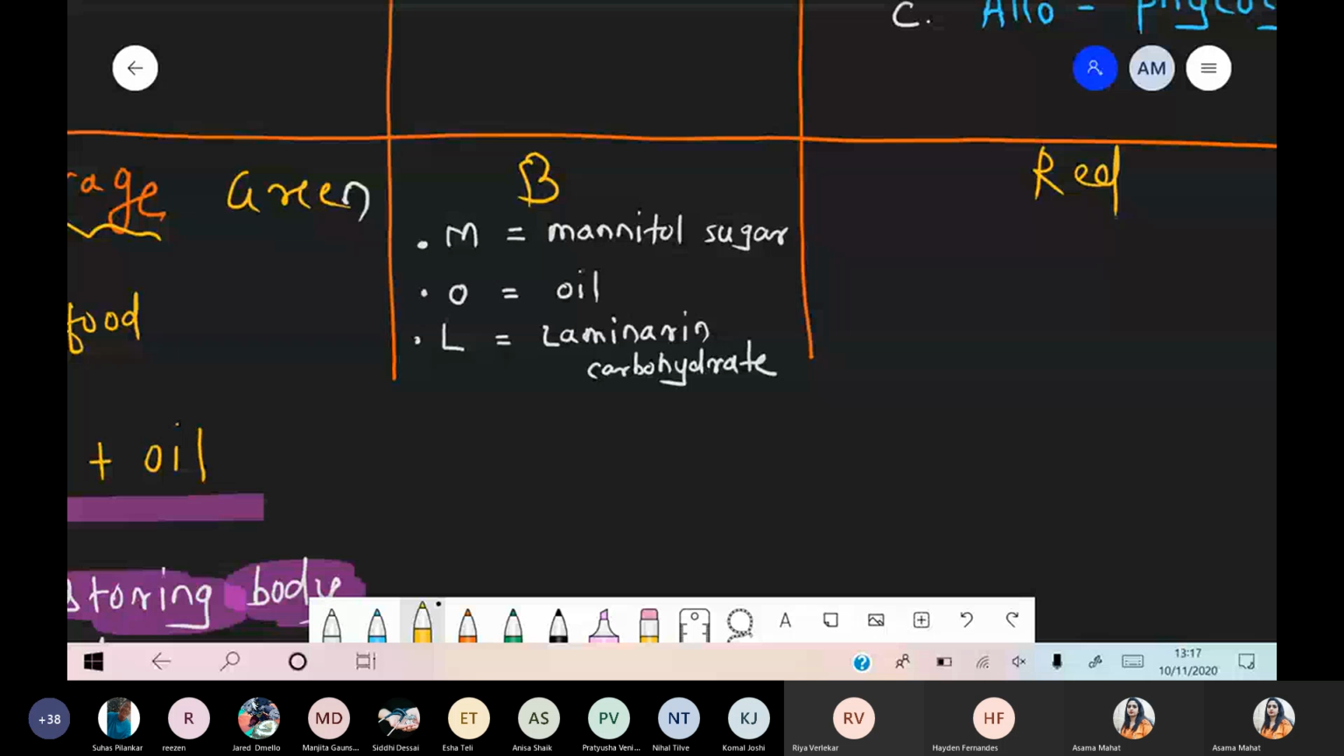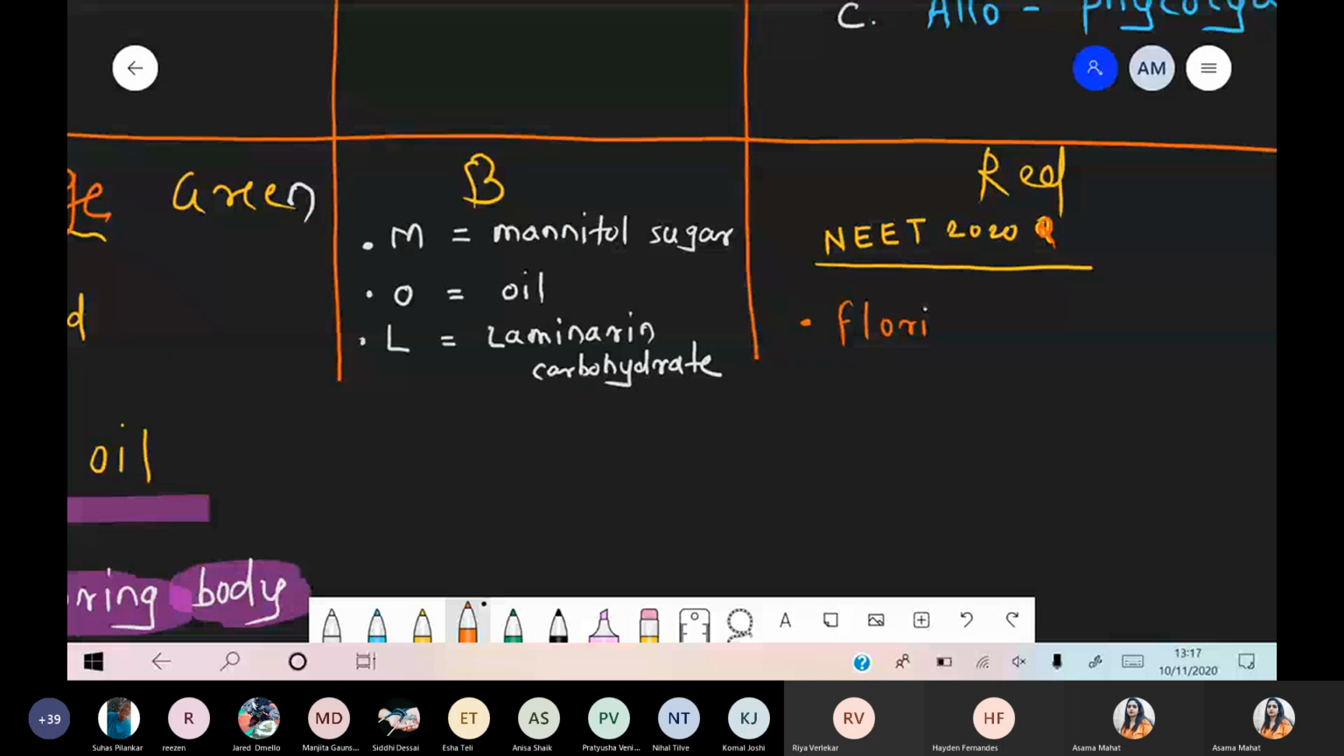And now we are taking a NEET 2020 question, which was asked in this NEET examination. In case of red algae, the storage body which is produced is simply called starch, that is Floridian starch. Which starch? Floridian. And a straightforward question comes from this Floridian starch, which structurally resembles glycogen and amylopectin.